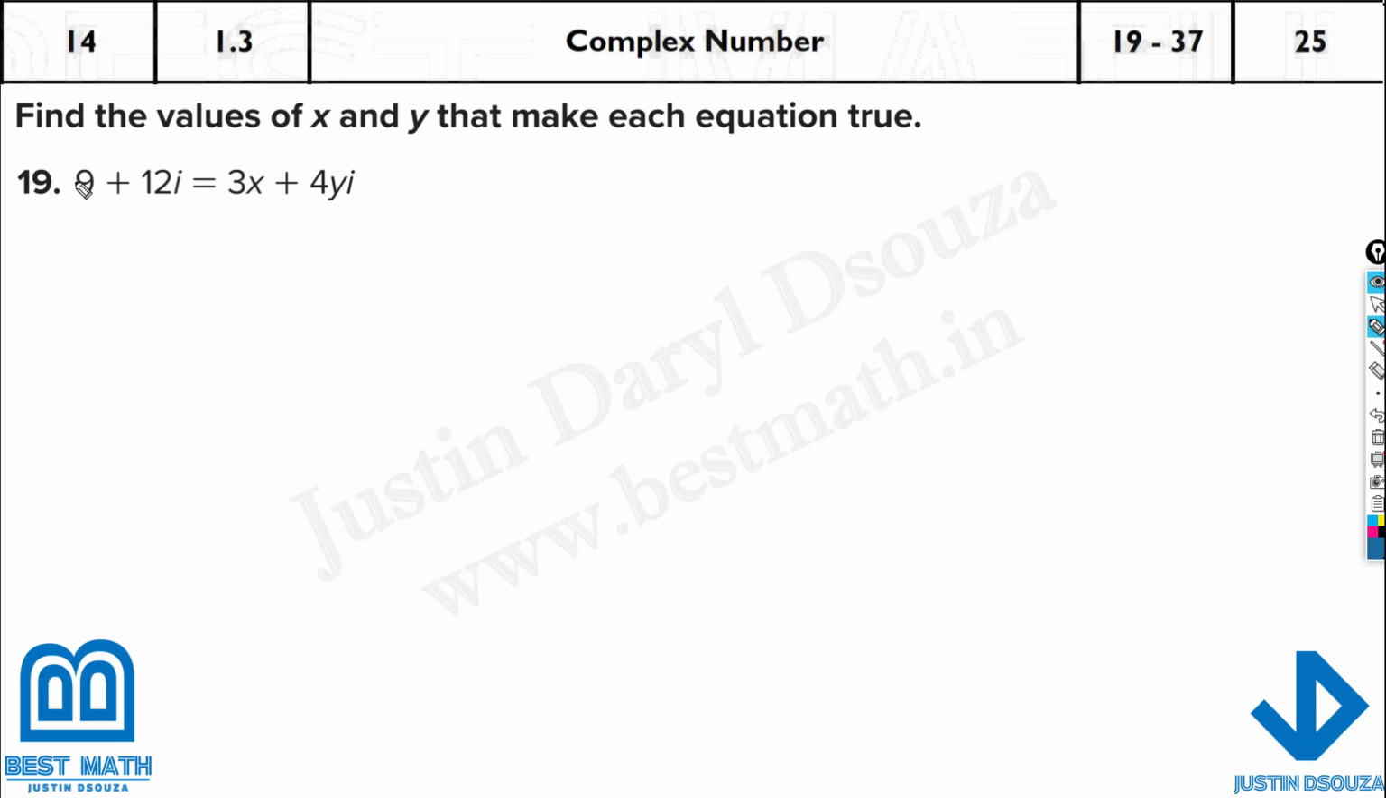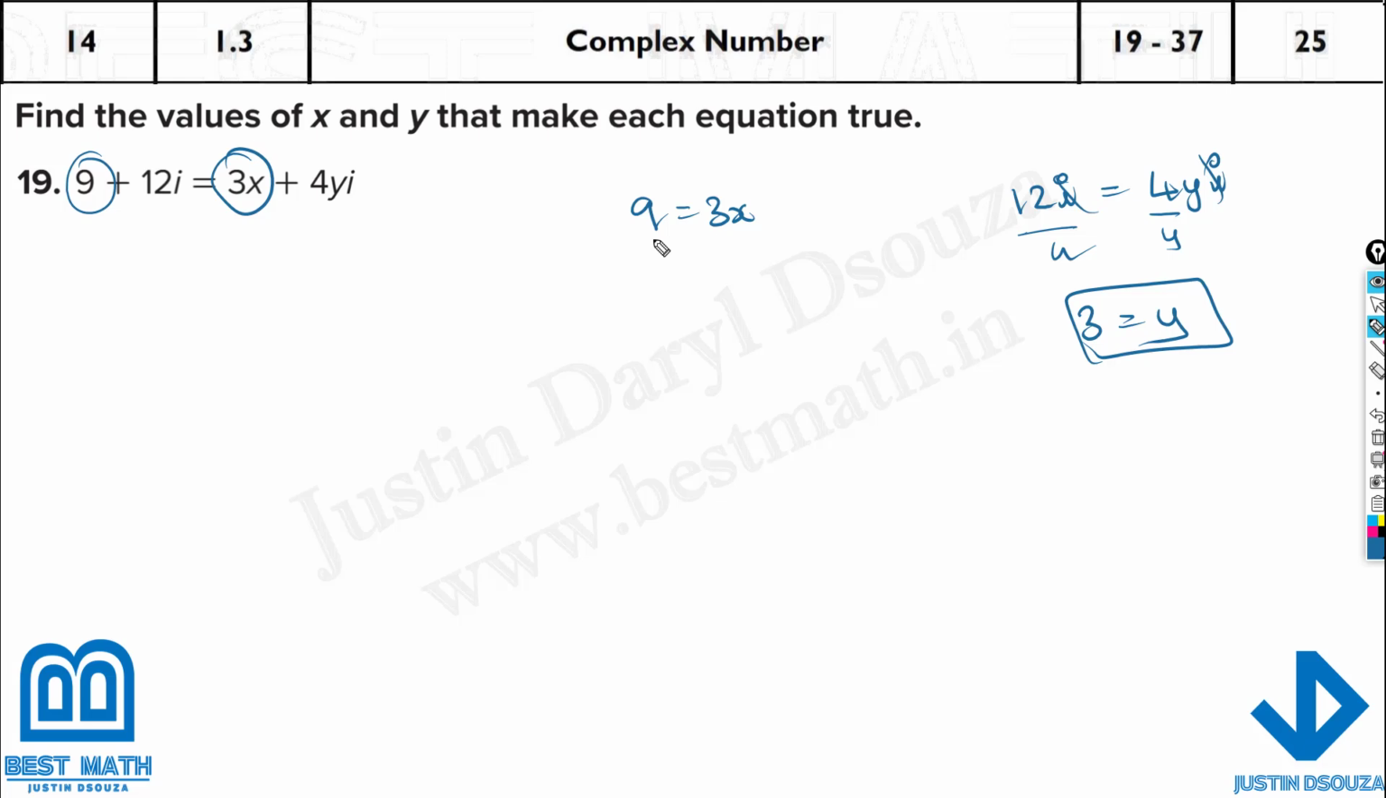What about this one? Here you need to look carefully and equate only the real parts together and the imaginary parts separately. So it is 9 equals 3x, and then what do we have? 12i equals 4yi. You can ignore the i because it's the imaginary part we're dealing with, or it just cancels off. Divide both sides by 4, you're going to get 3 equals y.